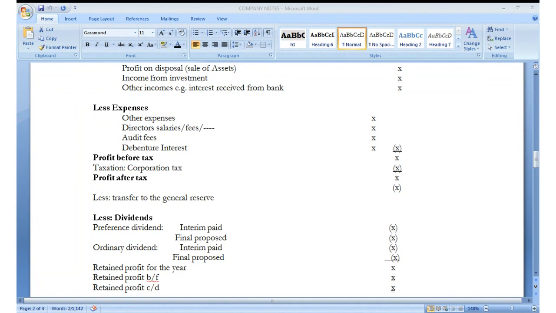That is the appropriation account that we are talking about. After less in tax, then we less transfer to general reserve, then we less dividends to get the retained profit for the year. After getting the retained profit for the year, that is a profit that was retained.